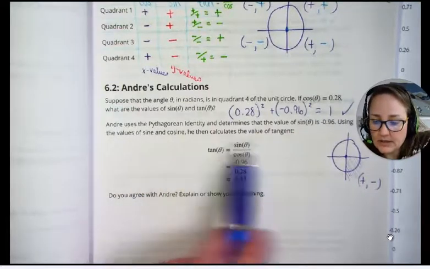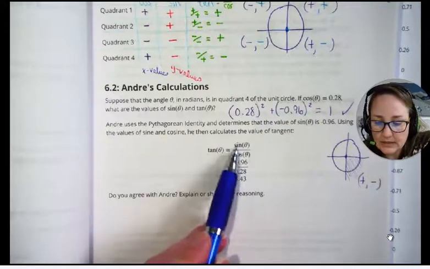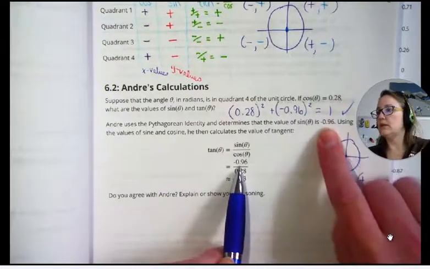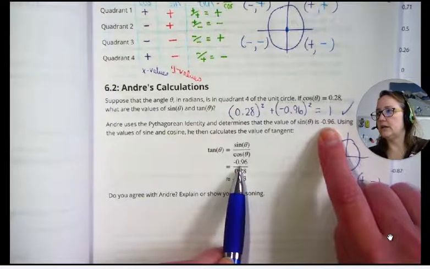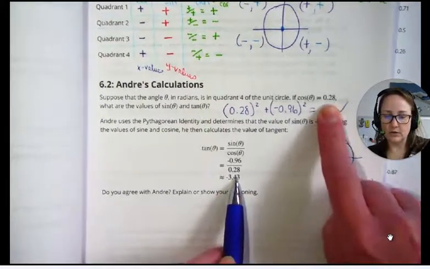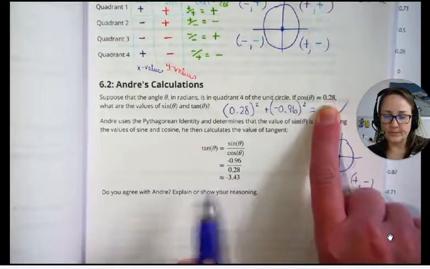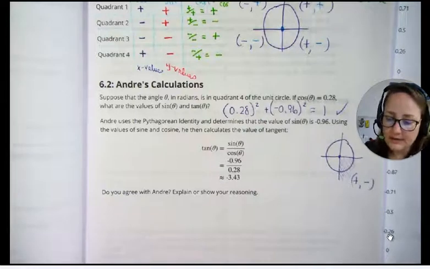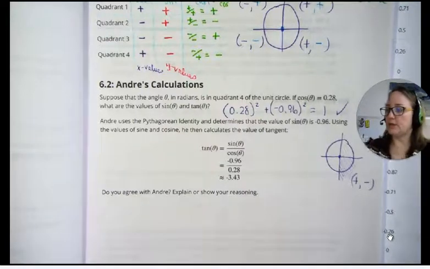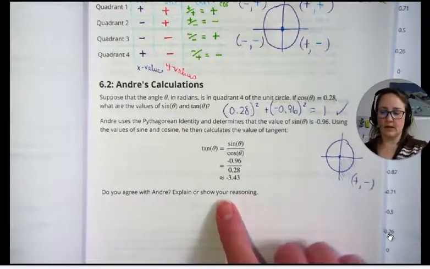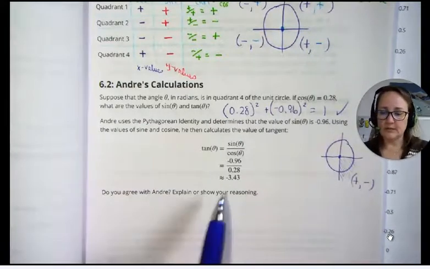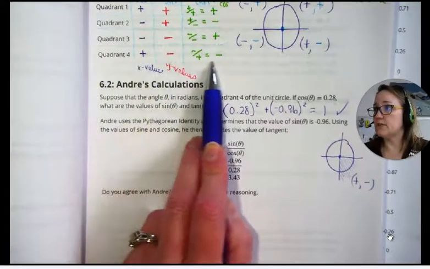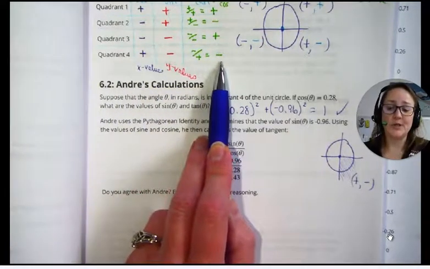Using the values of sine and cosine, he calculates the value of tangent, sine over cosine. So he takes the sine value, negative 0.96, and he divides it by the cosine value, 0.28. And he comes up with approximately negative 3.43. Let's see if we agree with Andre and if we can explain our reasoning. So it so far makes sense, looking up at my table, that in quadrant 4, Andre's tangent value should be negative.